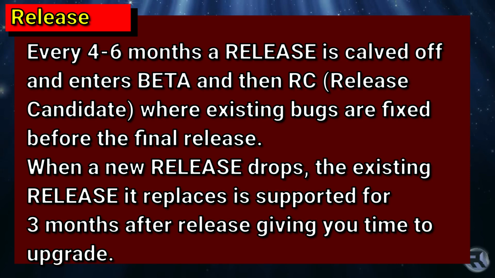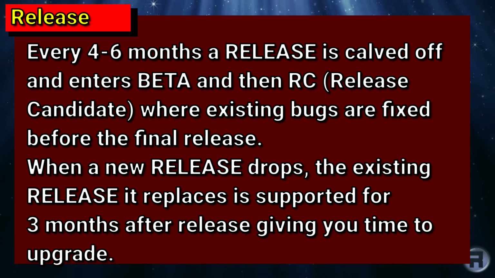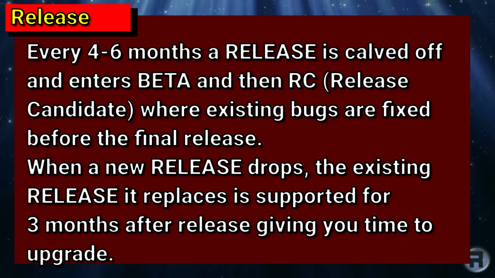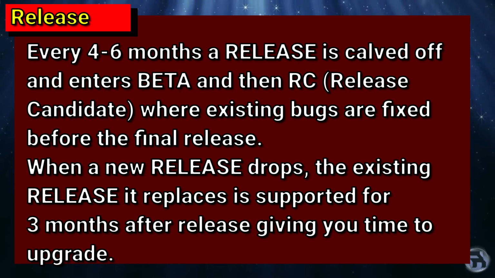And then we have release. Every 4 to 6 months, a release is carved off the stable branch and enters beta and then release candidate, usually about 3, where existing bugs are fixed before the final release. When a new release drops, the existing release it replaces is supported for 3 months after, giving you time to upgrade. And really, this is the version which I tend to use when I install a new version of FreeBSD. And unless you want to live on the edge, I recommend this is one that you use as well.